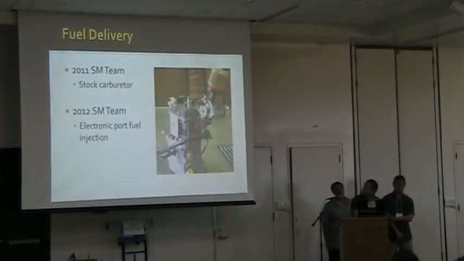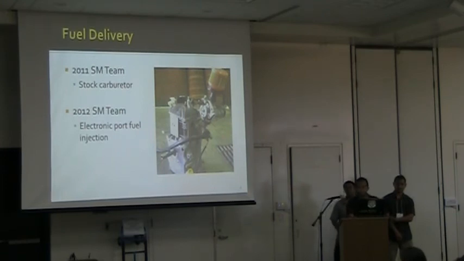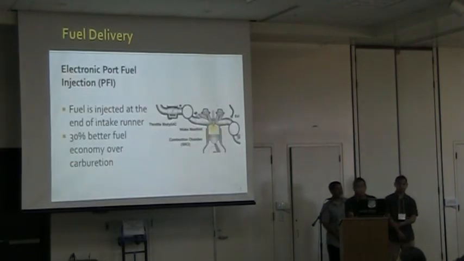For our fuel delivery, instead of going with the stock carburetor like the 2011 Super Mileage team, we designed it to use an electronic port fuel injection. With this system, we use pressurized fuel to get good atomization. This fuel is then injected at the end of the intake runner for the intake port. And with this, we can assume to get about 30% better fuel economy over the carburetion.